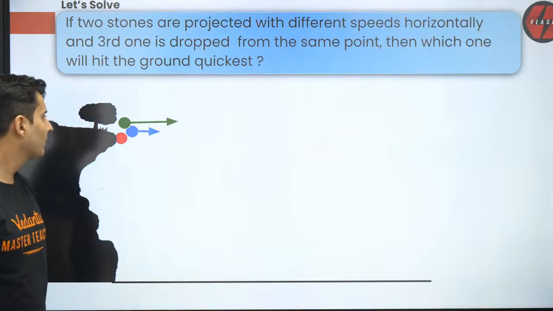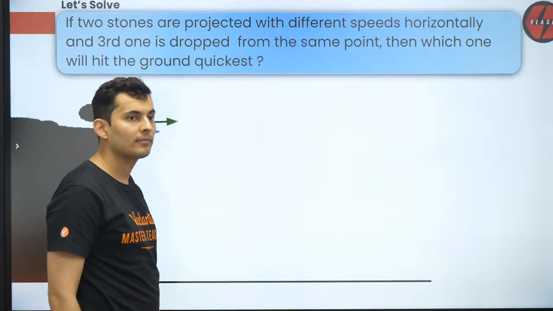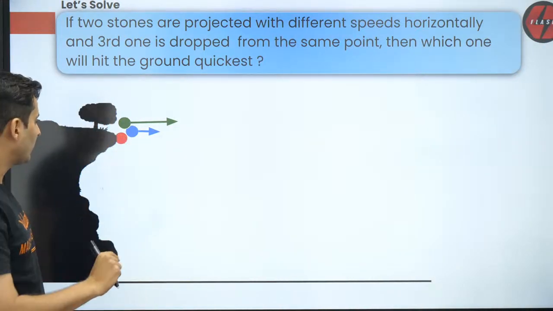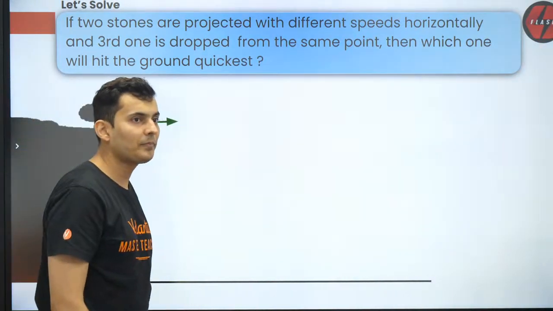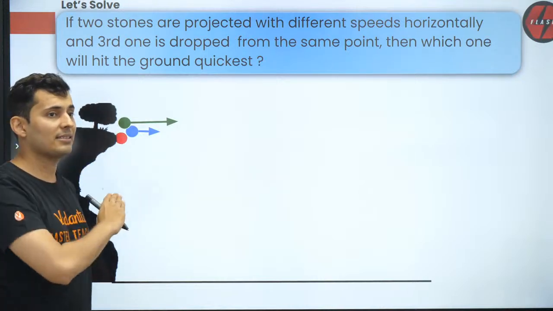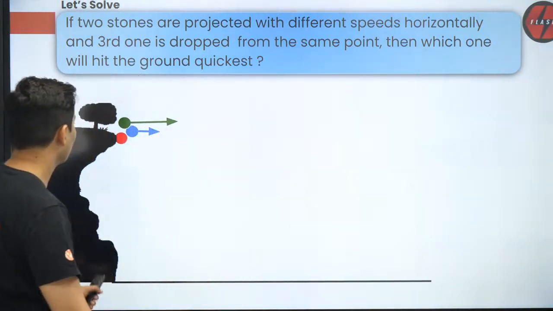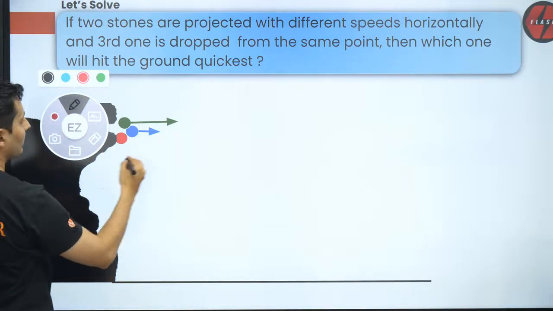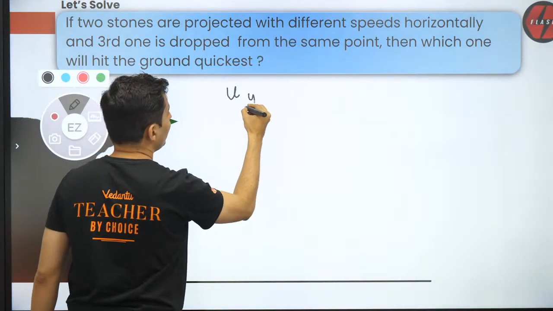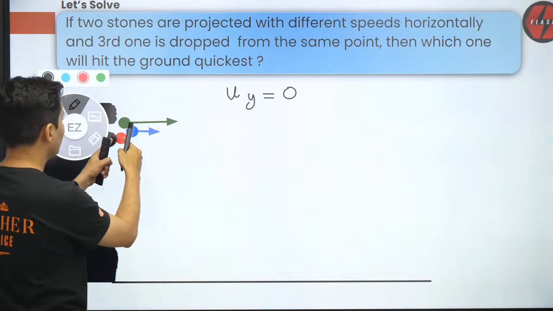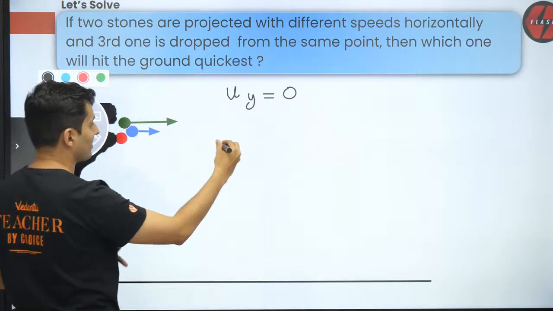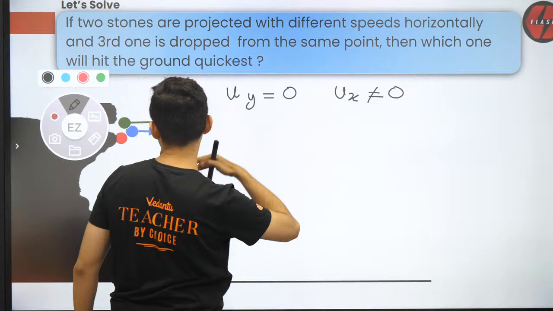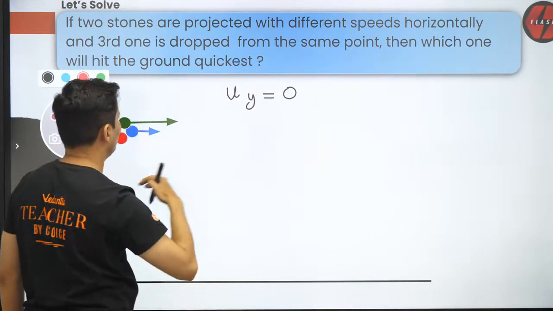Red, green, blue. Yes, velocity of impact, we can find it out. I'll tell you what to do. Okay, Devars. Same, guys. Same. Think about it. For all three of them, uy is zero. All of them have ux; ux may be there, may not be there, but don't worry about it.